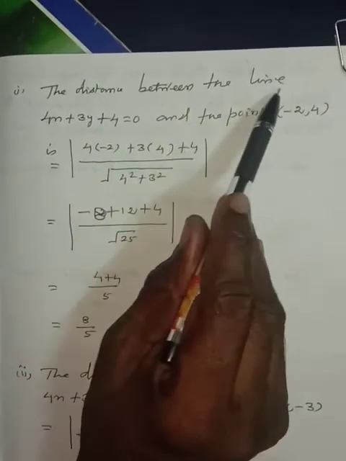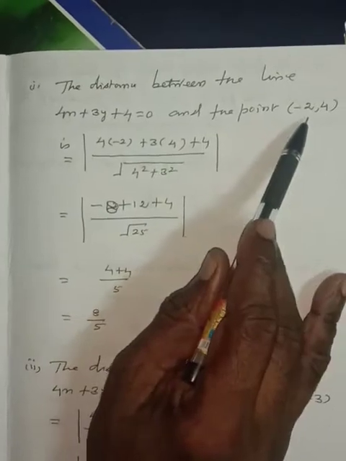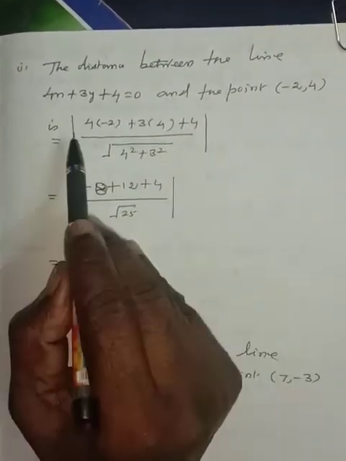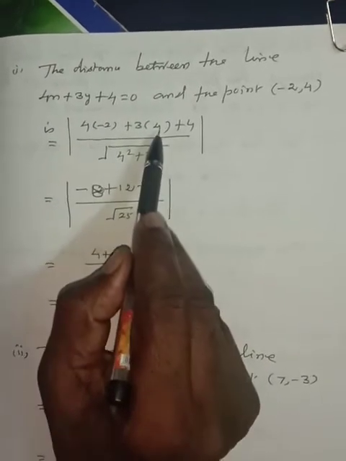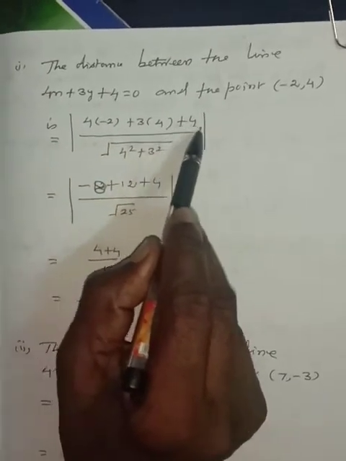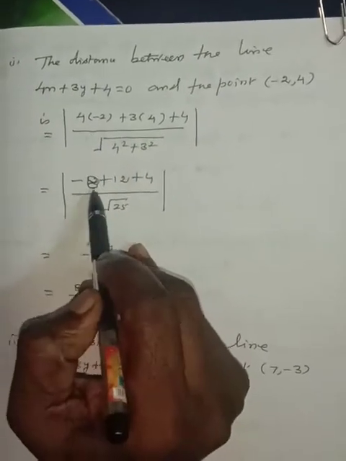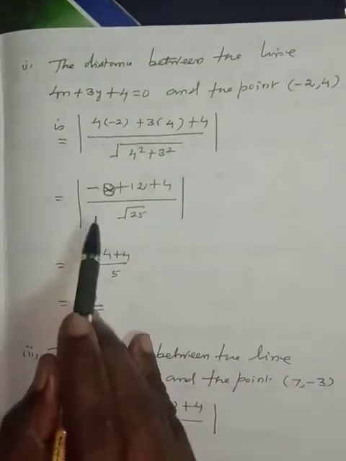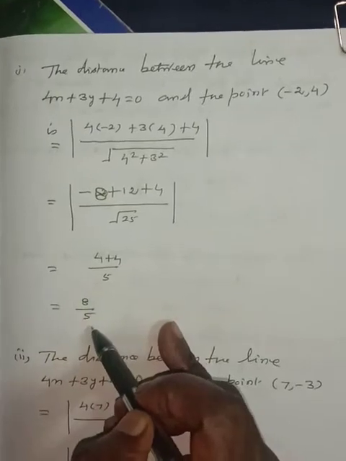The distance between the line 4x plus 3y plus 4 is equal to 0 and the point (minus 2, 4) is modulus of 4 into substitute x is equal to minus 2, y is equal to 4. So modulus of (4 into minus 2 plus 3 into 4 plus 4) whole divided by square root of 4 square plus 3 square. 4 2s are minus 8 plus 3 4s are 12 plus 4 is equal to 4 plus 4 is 8, 8 divided by 5. 8 divided by 5 is the answer.